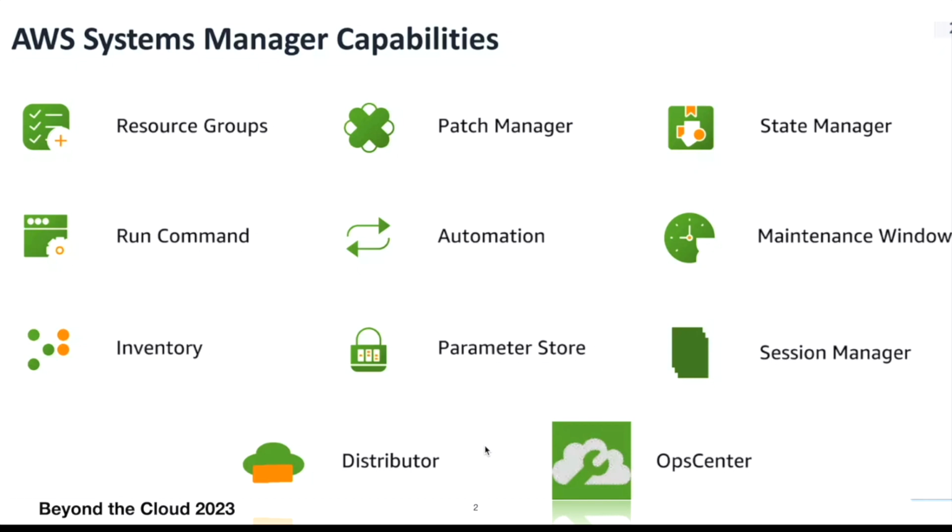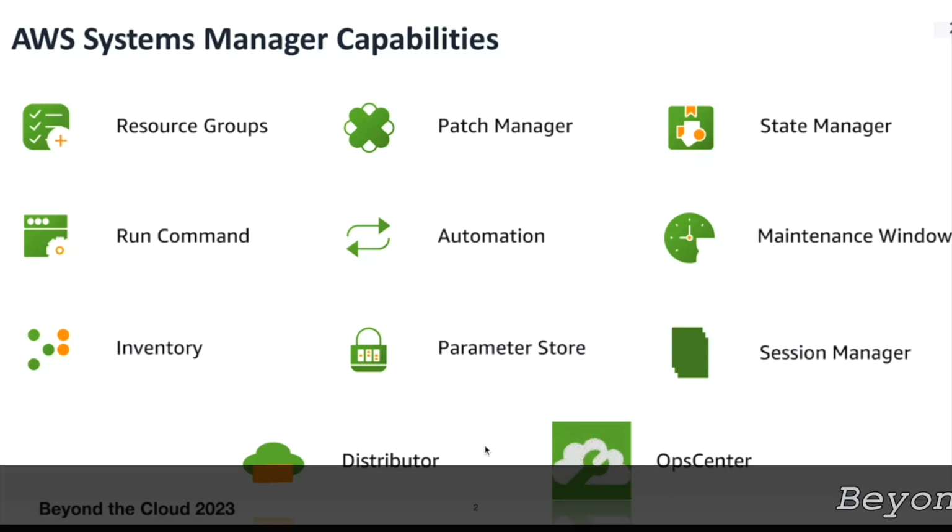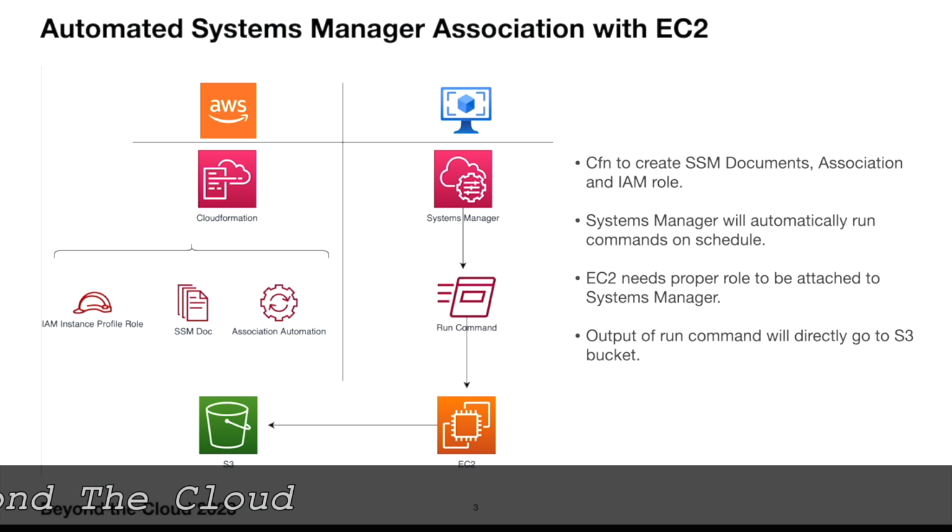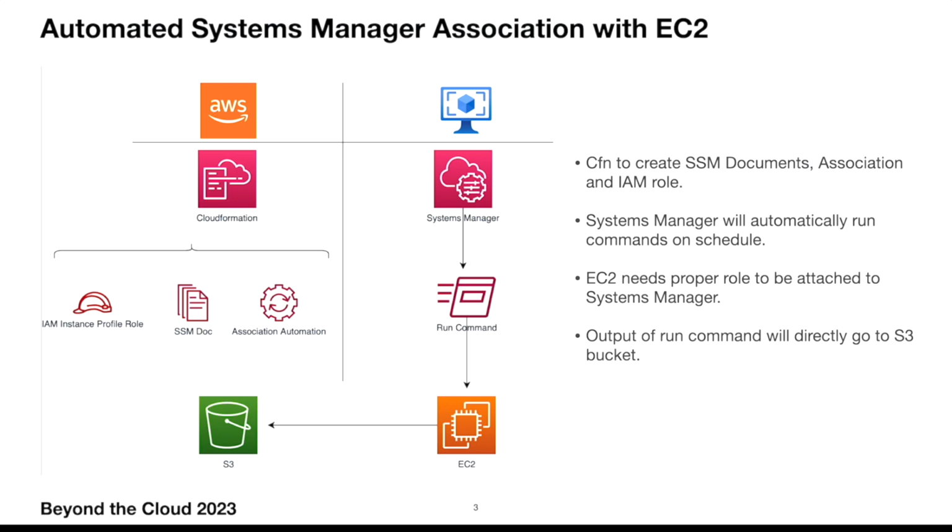So in a gist, these are all the capabilities that Systems Manager has. I will not go into a detailed version of Systems Manager. What can it do? It can do a lot, believe me. But this is the gist of what Systems Manager capabilities can do. We go to the next slide, which is the focus of this particular video, where I will explain how Systems Manager automation with an automation association will work on EC2 instances.